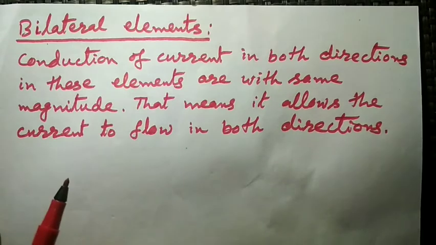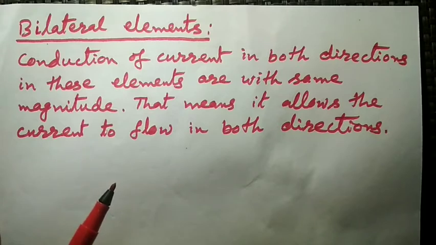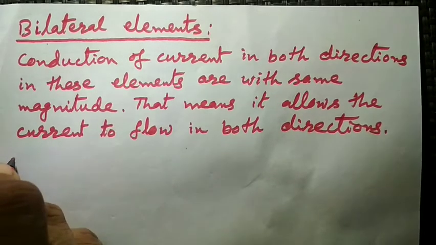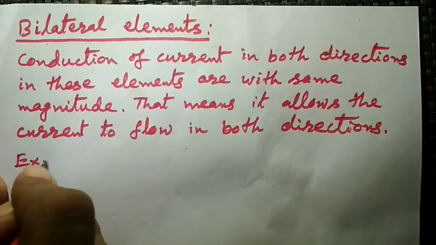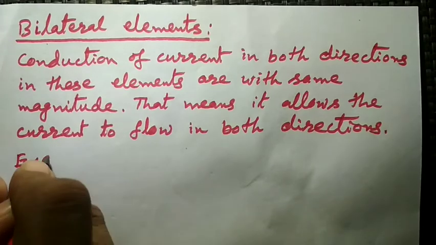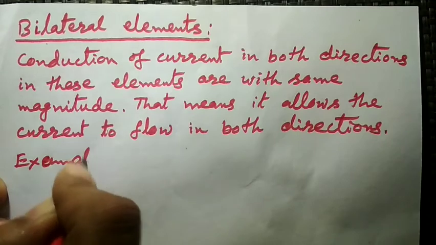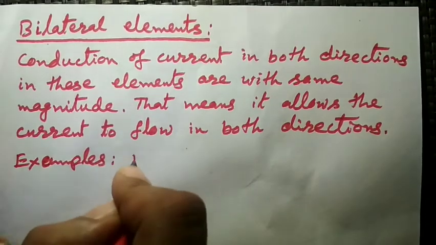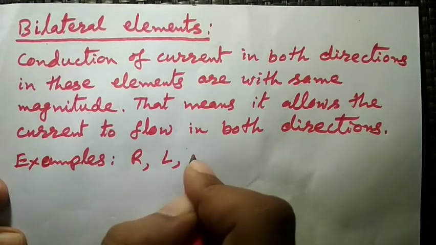Remember one thing, in a bilateral circuit, the property of the circuit does not change with the change in direction of the supply voltage or current. The examples of bilateral elements are resistors, inductors, capacitors.